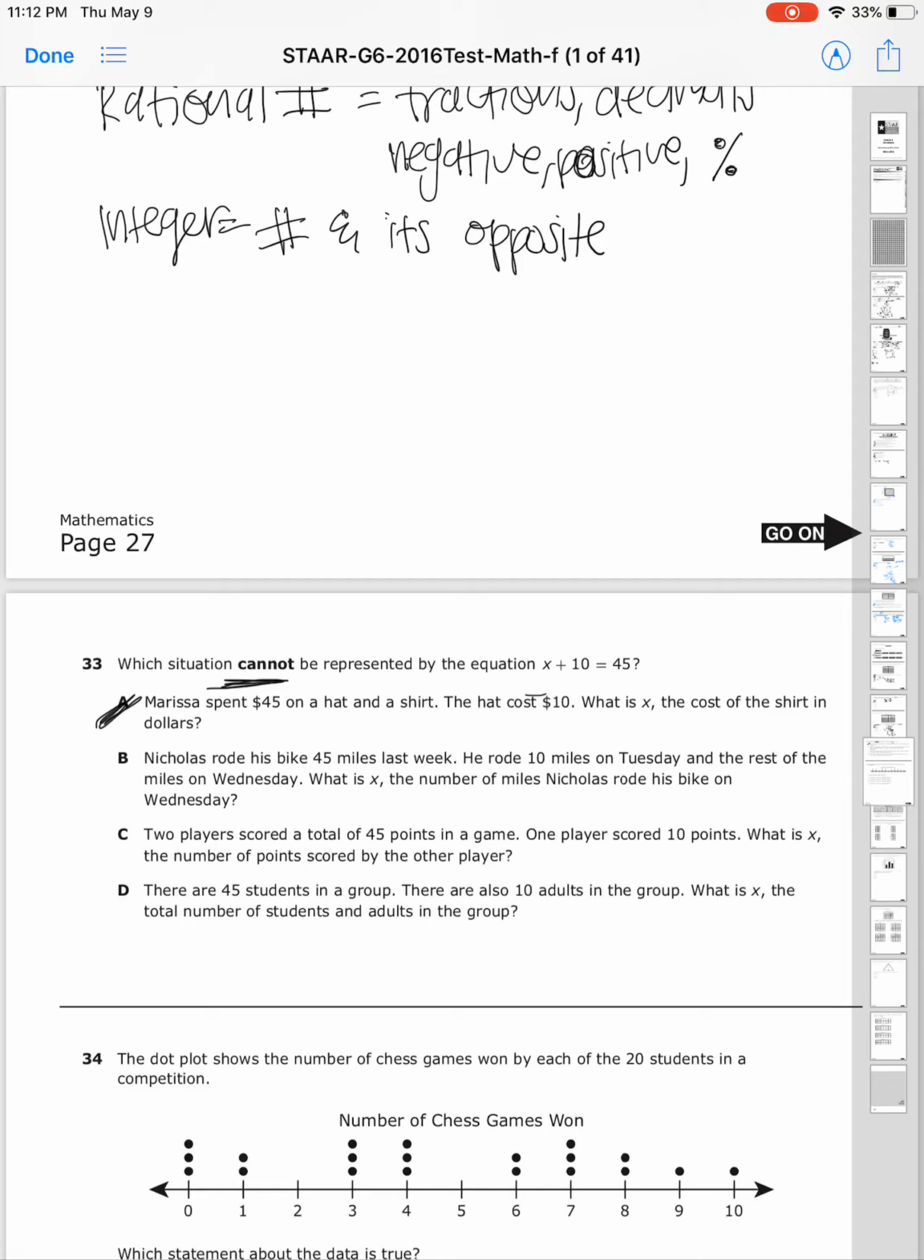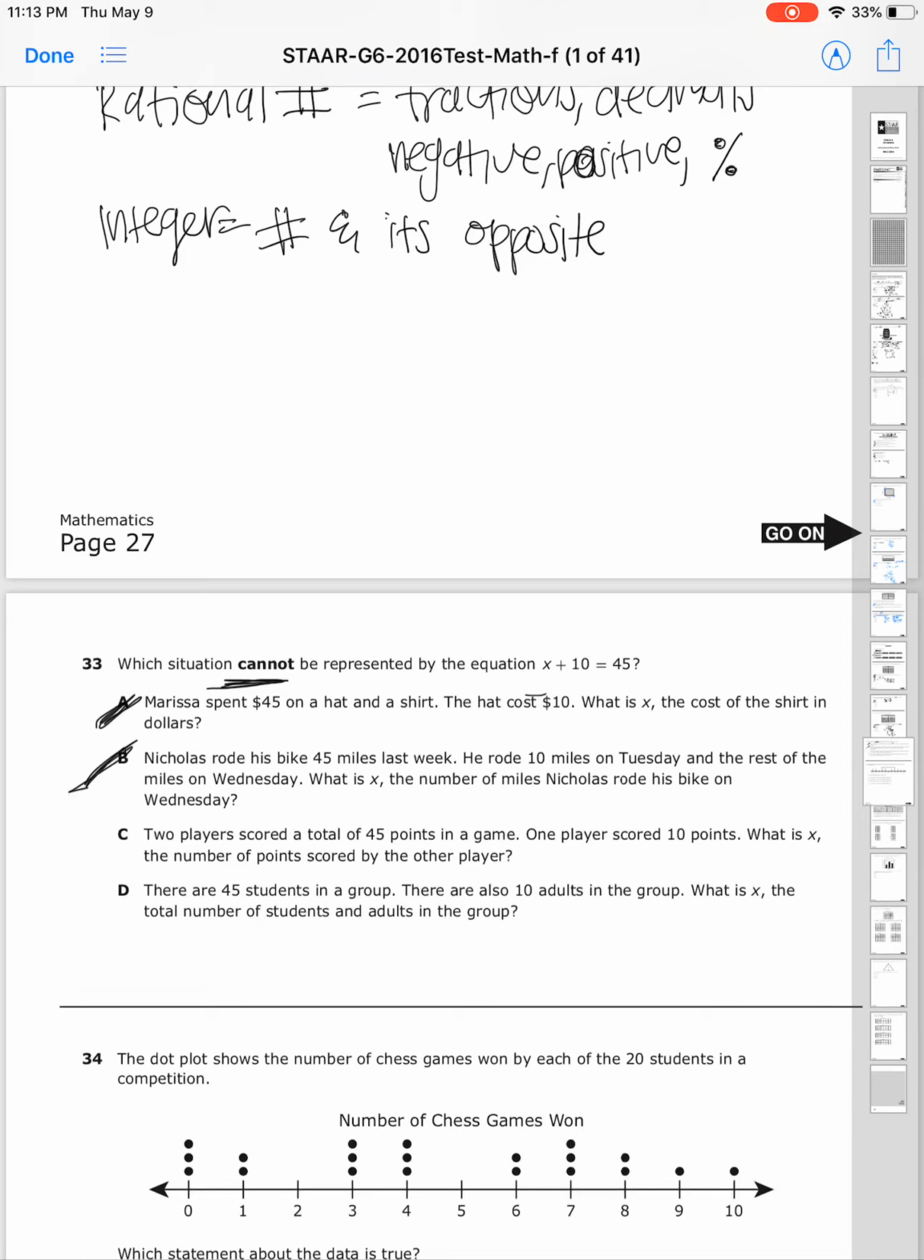Let's look at B. Nicholas rode his bike 45 miles last week. He rode 10 miles on Tuesday and the rest of the miles on Wednesday. What is X, the number of miles Nicholas rode his bike on Wednesday? Right? So this is also true.